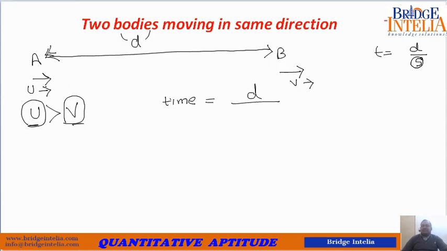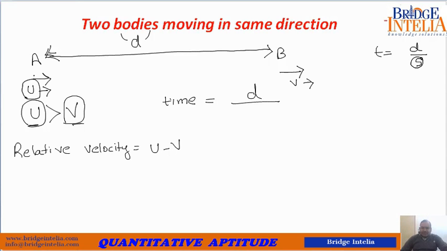Relative velocity means how much extra speed A has in comparison with B. So you can say relative velocity simply means the extra speed one object has over the other. So extra speed, u minus v.